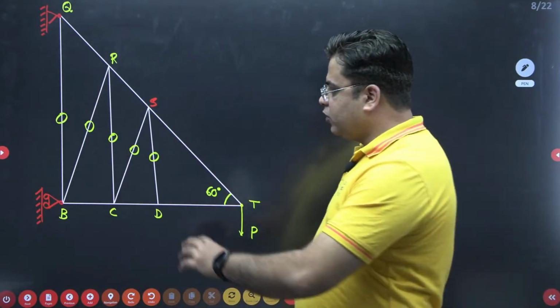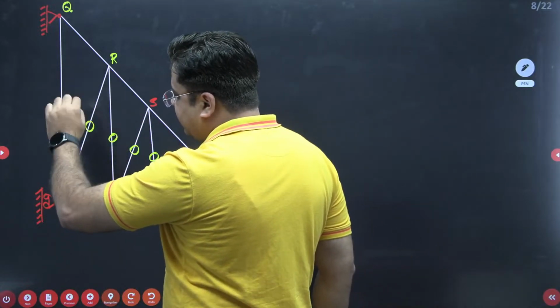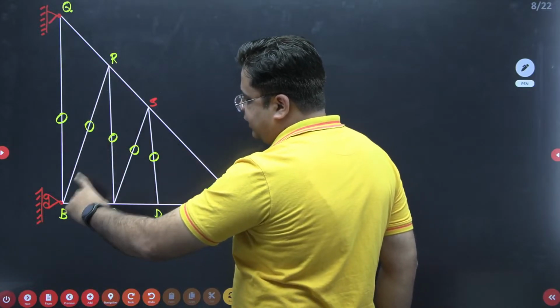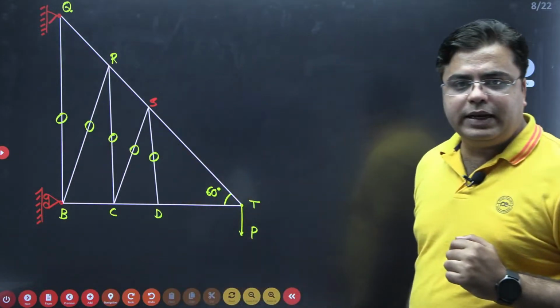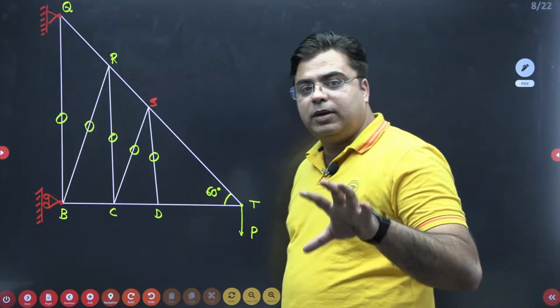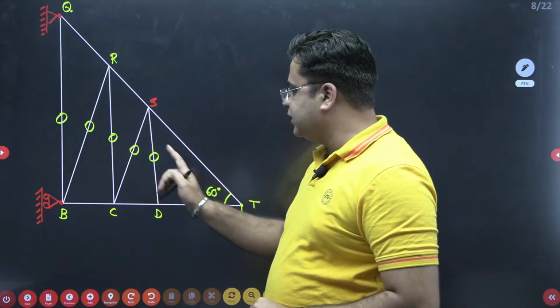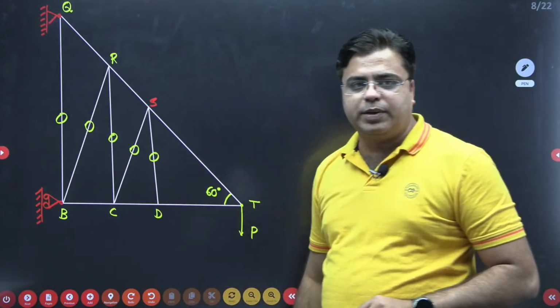And when I was drawing all these zero force members, one thing is common: there is no external load acting at any of these joints. If an external load had been acting, then we could not say whether the force in the member is zero or not. So right now this is the situation, and these are all the zero force members.